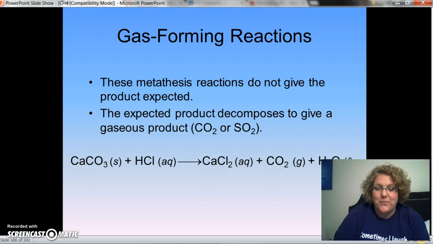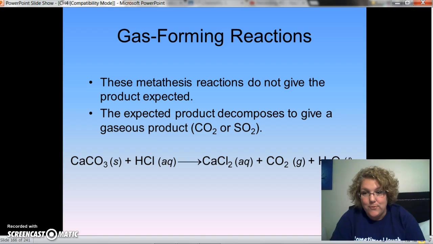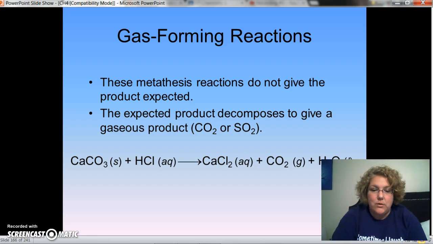So, while writing the net for this, the only thing you could leave out was the Cl negative. And then when you would write the complete ionic equation for this, don't bust up the calcium carbonate into two separate ions, in the net ionic equation or the complete ionic equation, because it does not dissolve in water. You would leave the calcium carbonate and the CO2 molecular compound and the molecular water compound. You would leave all those together.